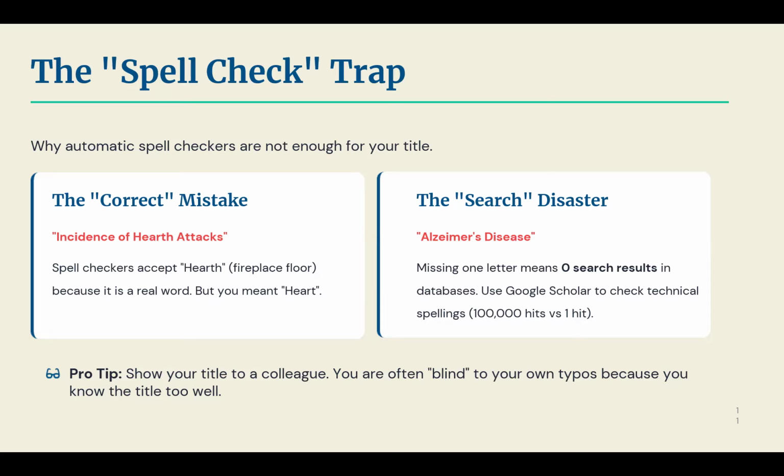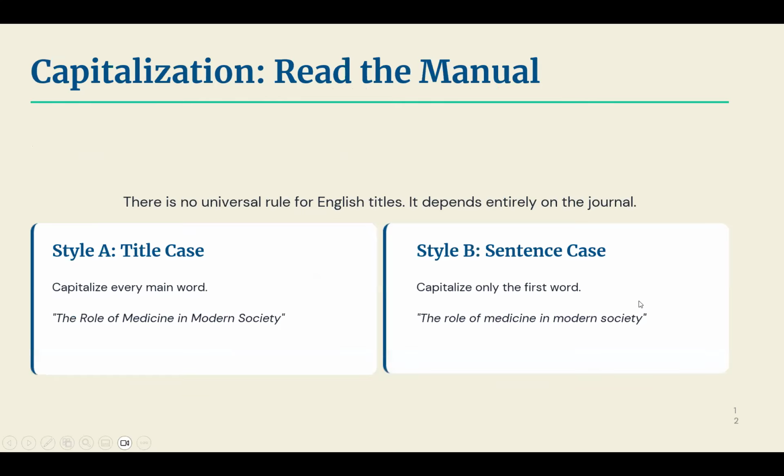So you are often blind to your own typos because you know the title too well, therefore you do not worry about it. So a pro advice is, once you're done with your research, take a snipping tool. Snipping tool, you know what is a snipping tool in your computer. Take a snipping tool, trace your title and send it to your colleague and ask for a spell check. Well, with these suggestions, look at this.